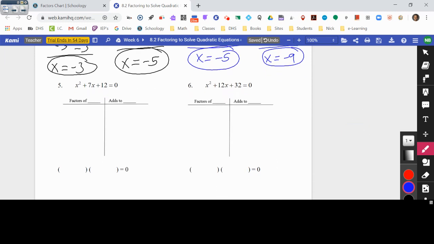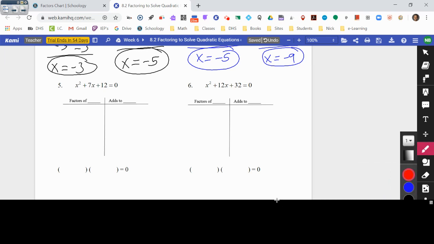And actually, why don't we pause the video and you guys try number 5, and go ahead and do the whole thing? Factor it and then solve it and write down your 2 solutions. All right, let's see how we did here.